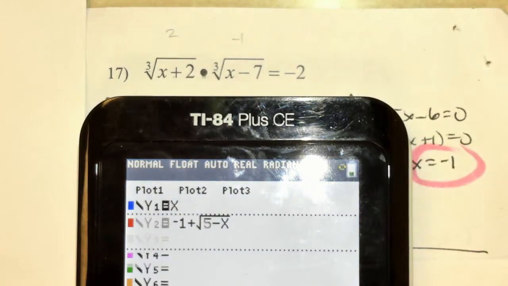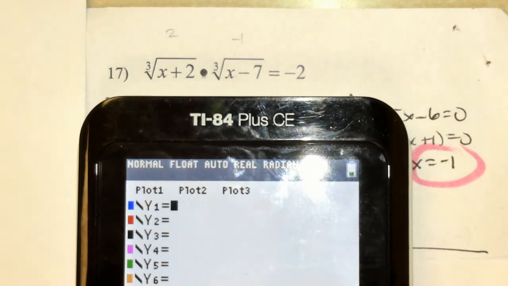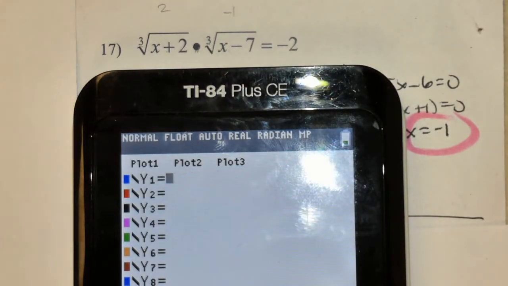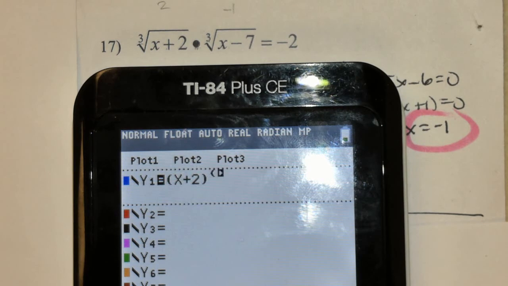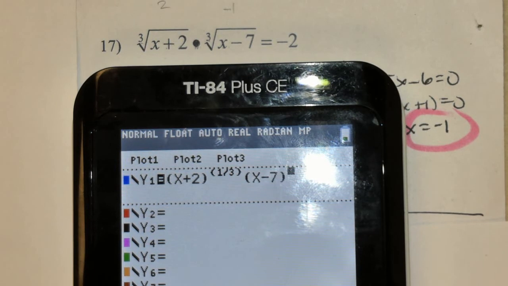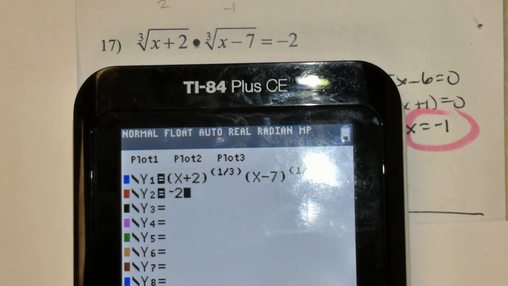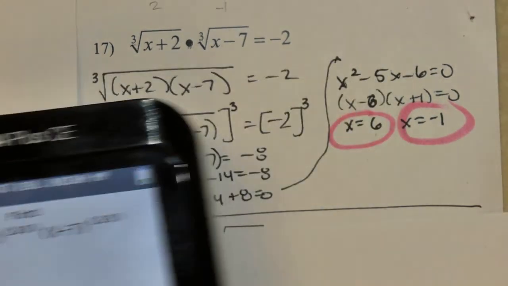You could do the same with -1, but I'm going to show you how to do this on the graphing calculator. So I'm going to clear anything that's currently in there, and I'm going to start with a parenthesis. X plus 2, raise it to the 1/3, bring the arrow back down, x subtract 7, raise it to the 1/3. Okay, and I'm multiplying those two. Then down below I have a -2. I believe the answer is going to be -1 and 6.